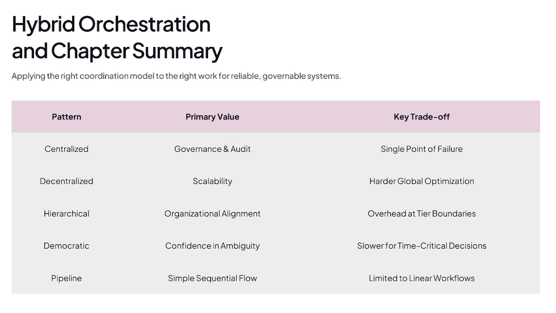So pipeline, a simple sequential flow. The primary value of this is that it is useful for simple sequential flow, like a data engineering type of workflow, but it is limited to linear workflows. So this is only applicable for linear workflows. You cannot use it for any workflow that is non-linear or does not follow a straight or sequential pattern.